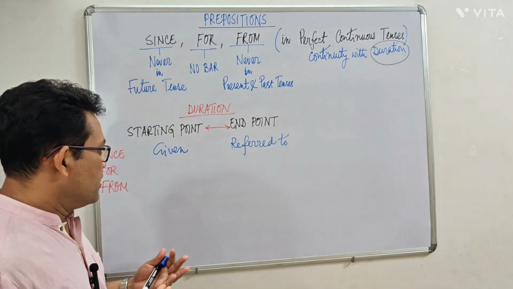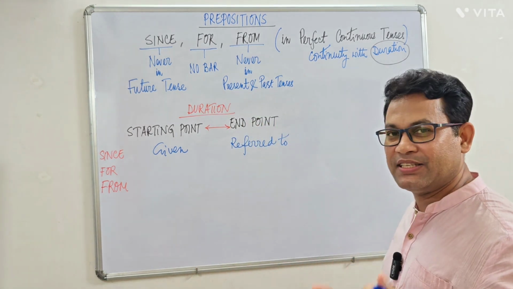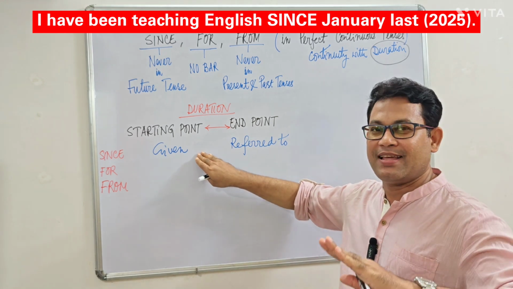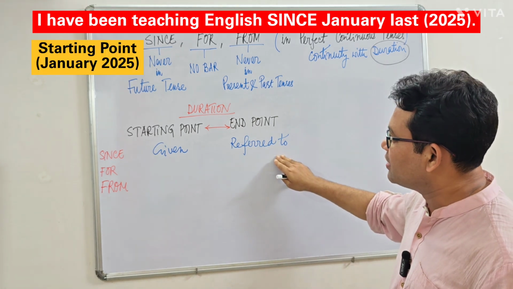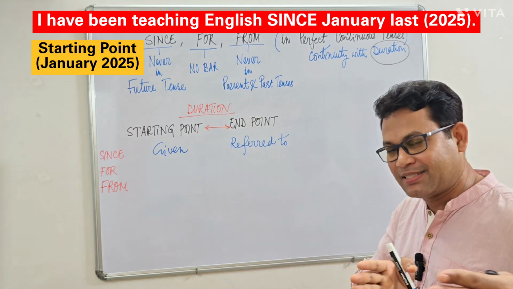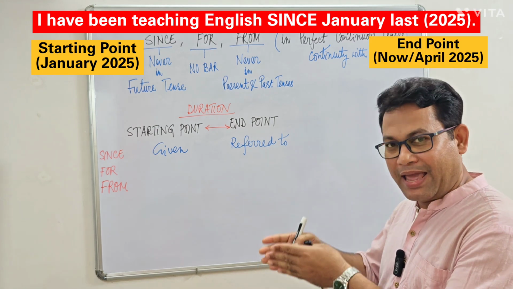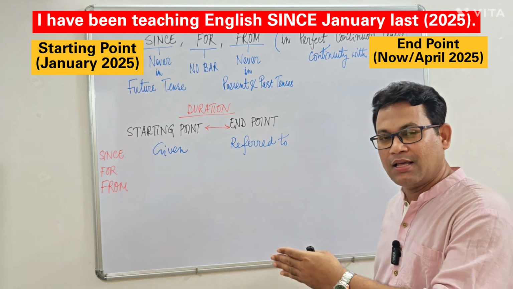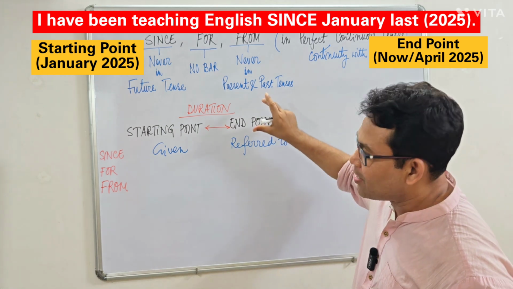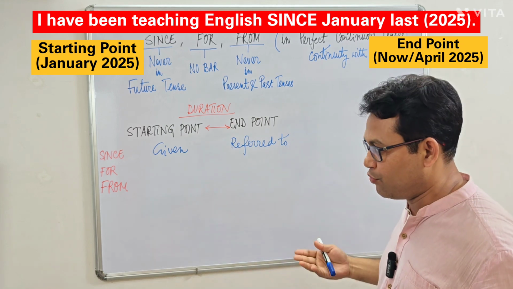All right. Take for example, if I say, I have been teaching English since January last 2025. So the starting point is clearly given, but the end point is not given that way. So we can still get the duration by calculating this time lapse. January 2025 till now, which is the end of April. So this is a lapse or time span of 4 months. So ultimately, we are coming across the duration nonetheless. That means we have to calculate the duration on our own.